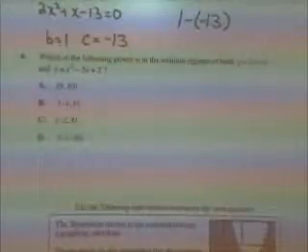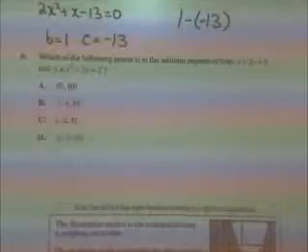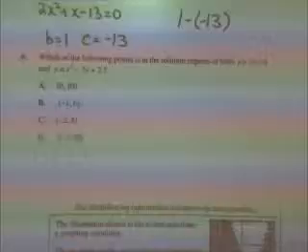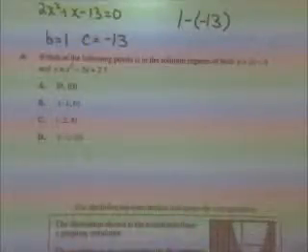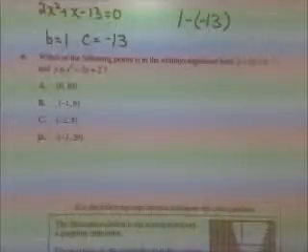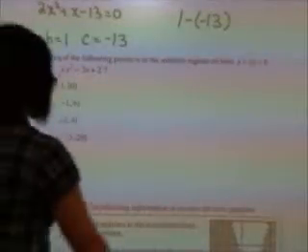Question number 6, which of the following points is in the solution regions of both y is greater than 2x plus 8 and y is less than or equal to x squared minus 3x plus 2? So how did you solve this one? Graphed it. Did you graph both of them at the same time? And did you shade both of them at the same time?